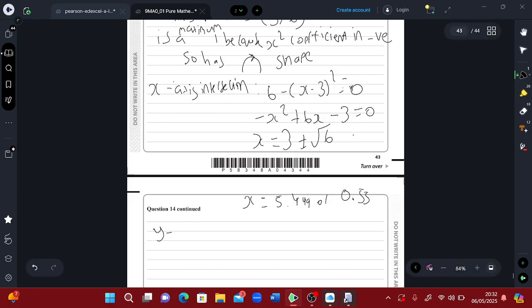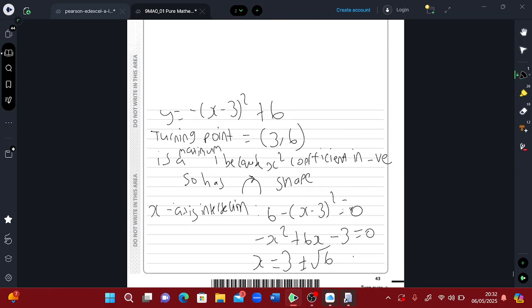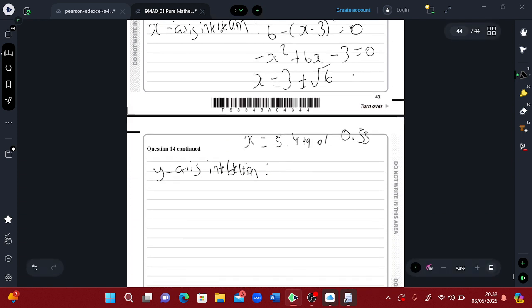And then the y-axis intersection is simply the constant at the end. The y-axis intersection comes from setting x is 0 instead of y 0. So obviously it's the same. So x is 0 into here. So that's 6 minus 0 minus 3 squared. Well, that's just going to be minus 3 squared, that'd be 9. So 6 minus 9 gets you minus 3, which is the constant here. Okay.